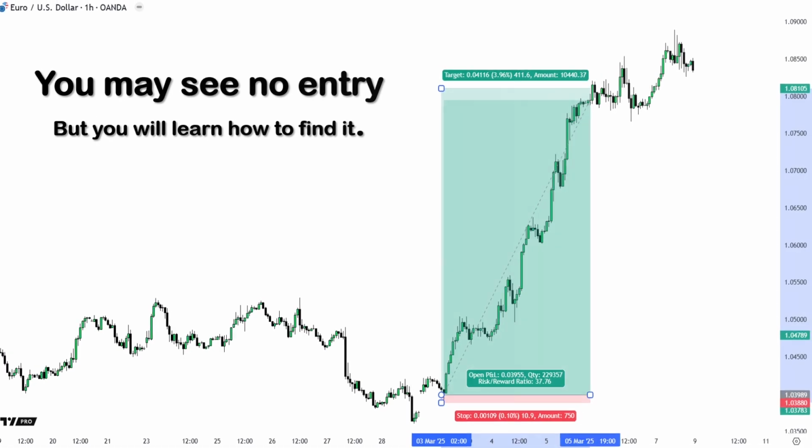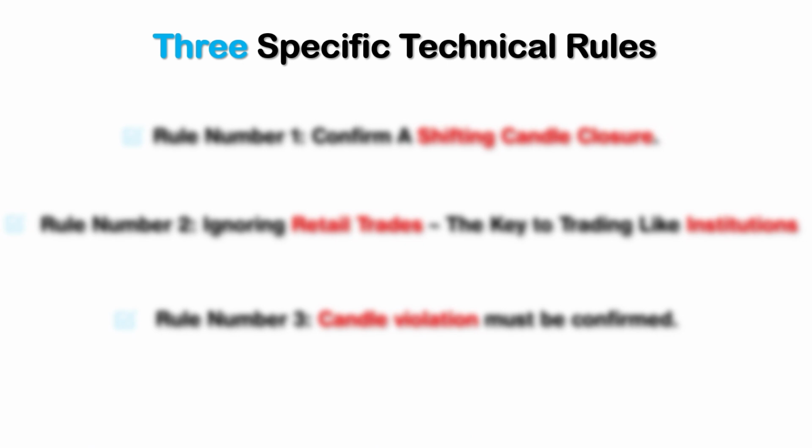And this changes everything. There are 3 specific technical rules to identify valid order blocks based on the visible footsteps of major market players. Now, this is where things get serious. Rule number 1, confirm a shifting candle closure.